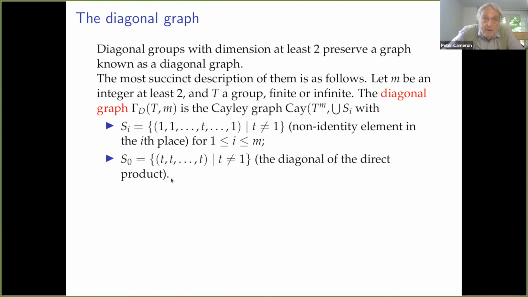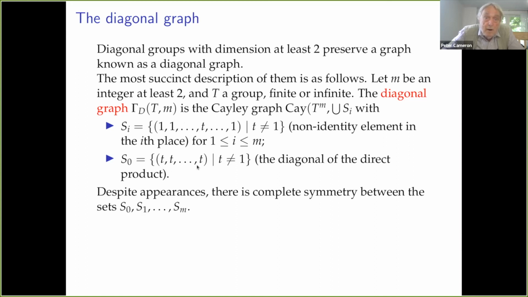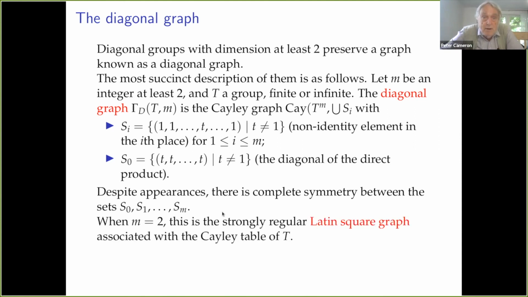We put in also S0, which is the diagonal of the direct product. So it's the set of tuples with all components equal. So the joining rule is we join two elements of T to the m if either they agree in all coordinates except 1, which is the Hamming graph, or you can get from one to the other by multiplying on the left by a constant vector. And this S0 seems to be rather special and different from S1 to Sm, but in fact there's complete symmetry between them. You can permute them arbitrarily by automorphisms of the graph.